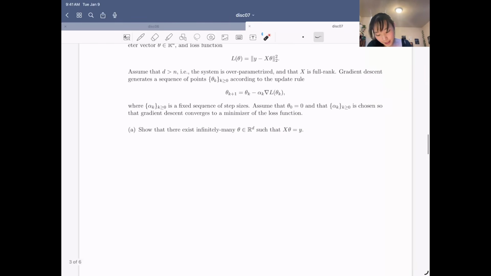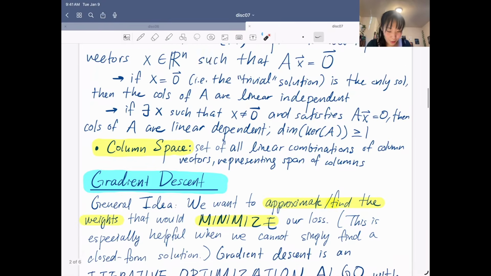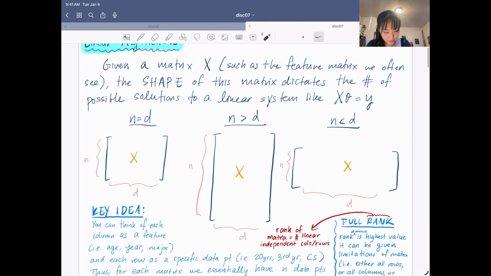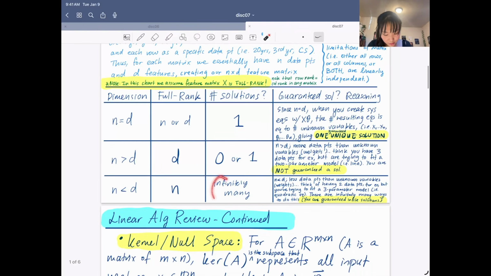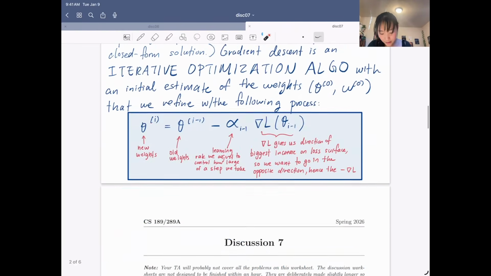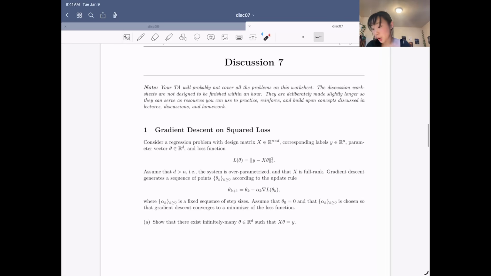Okay, and so part A says, show that there exist infinitely many thetas such that X theta equals y. So infinitely many solutions. We kind of already know this from our chart above, because we're in this scenario where there are more features than data points, our model is over-parameterized, so it makes sense that there should be infinitely many solutions. But now it says, please show this.